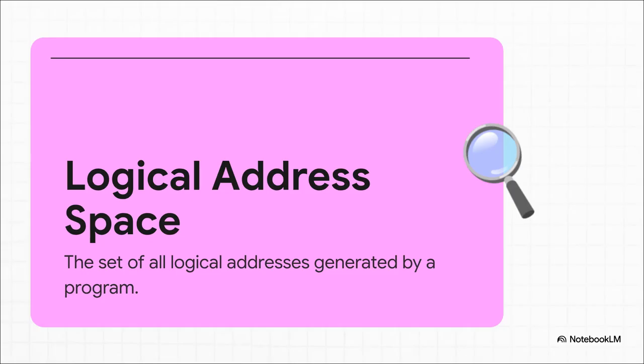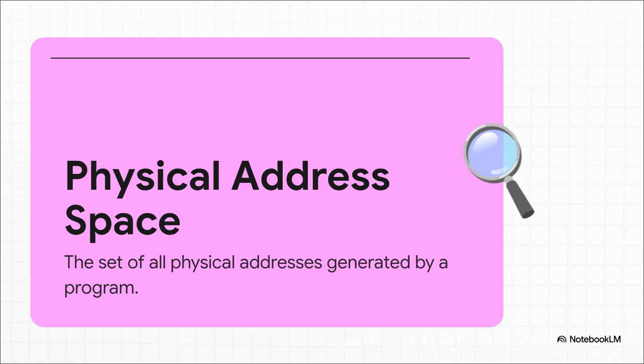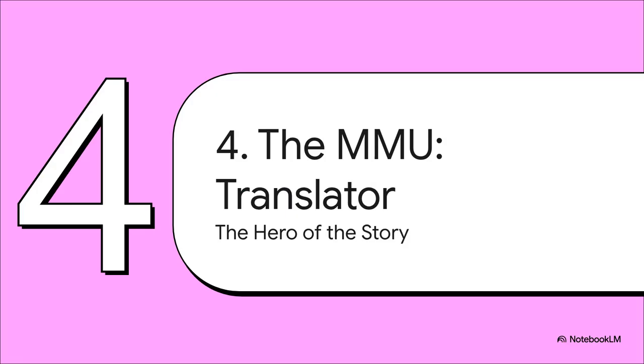So the logical address space is basically the program's personal map of its own world. It's the entire universe of addresses it thinks it has access to. And then you have the physical address space, which is the actual finite territory available on the real RAM chips. The whole critical job of the operating system is to constantly and instantly translate the program's make-believe map onto the real one. Okay, so how does this translation happen?